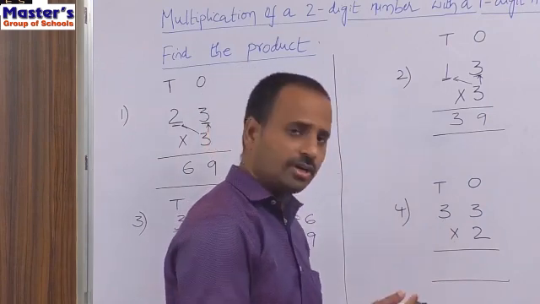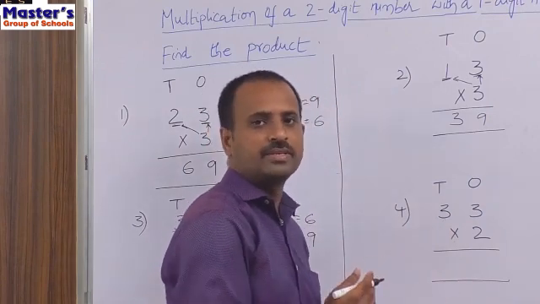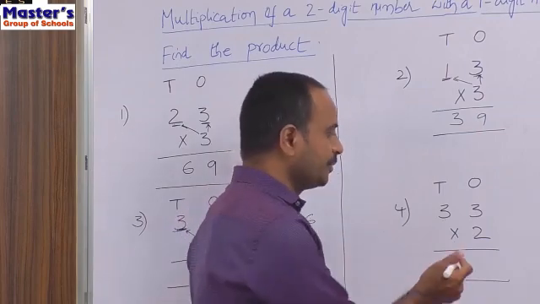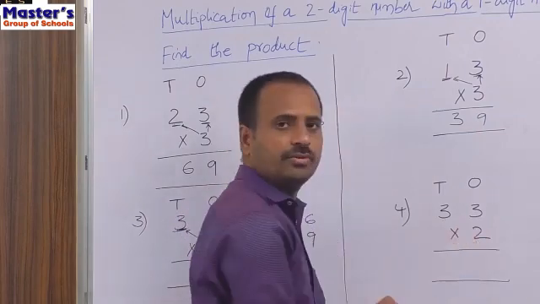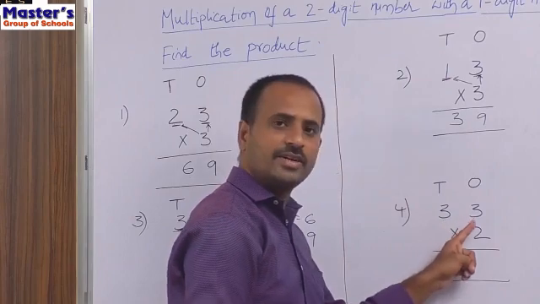So now again start the multiplication from ones place. First multiply the digit present in the ones place with 2. So what is the digit present in the ones place?